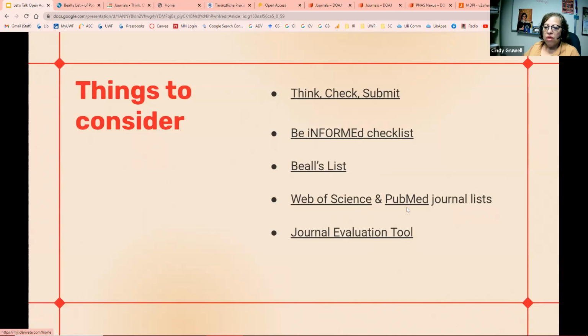Keep in mind, Web of Science and PubMed have journal lists. A lot of times it's good to look to see if they're indexing that particular journal. They're not always pure, but for the most part they are. And then there's a journal evaluation tool that you can use.